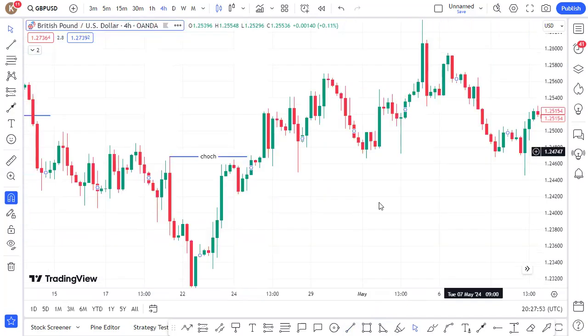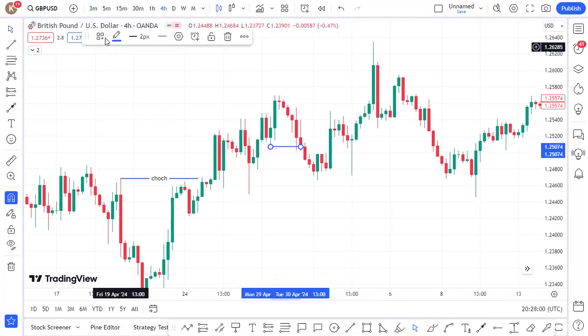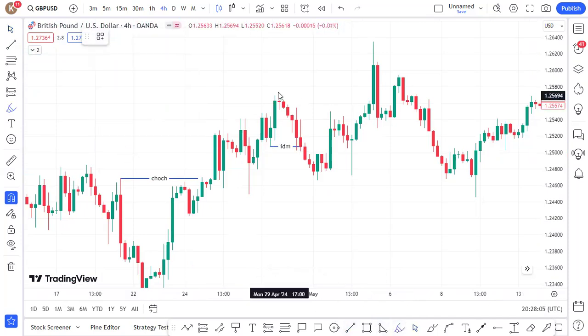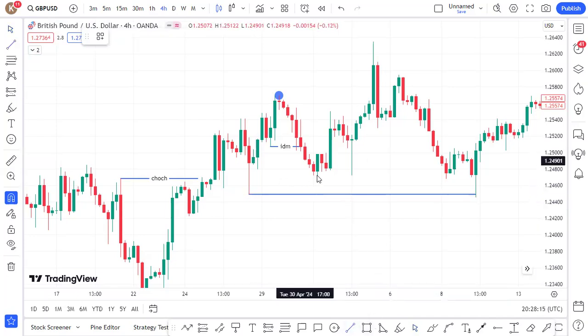Then there's the inducement. Inducement is here. This is what we get as our inducement. Once we get the inducement here, with our high, this is our high, then we can see what happens here. The price just sweeps this liquidity. But before that, look at what happened earlier, the price sweeps this liquidity, right?